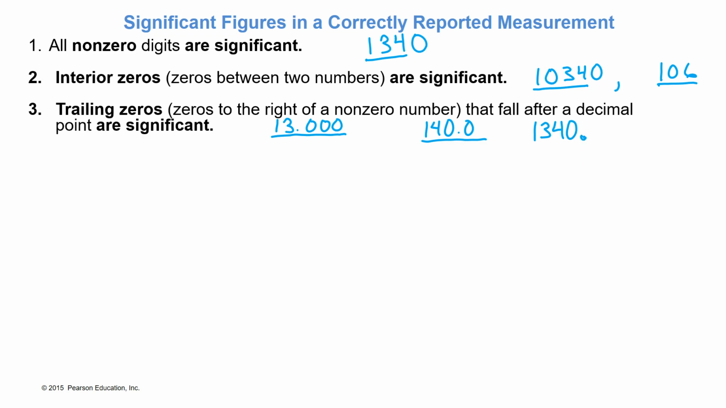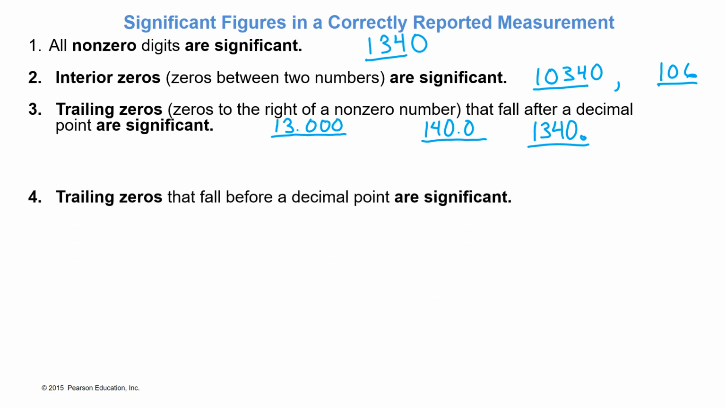If I write it 1340 decimal point, how many sig figs does it have now? 4. Because I put that decimal point there, it says that I know that number is a 0. All right, so all 4 of them count in that one. All right, is it making sense?